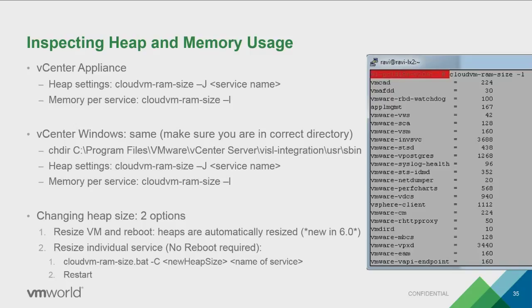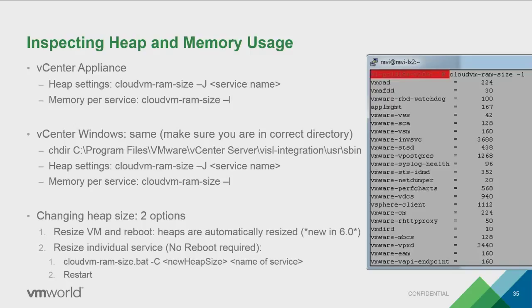If you notice performance issues and you're looking at a chart like this and you're thinking, gee, it looks like it needs more memory, you have two options to increase the heap size of a service. The first one is by far the easiest. Unlike 5.5, in which you could add more memory to the VM and then reboot it, but then every service had the same heap size that it had before, in 6.0, if you add more memory to the VM and then restart the VM, all of the Java heaps get automatically resized.